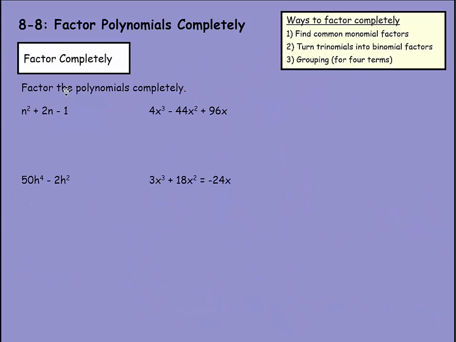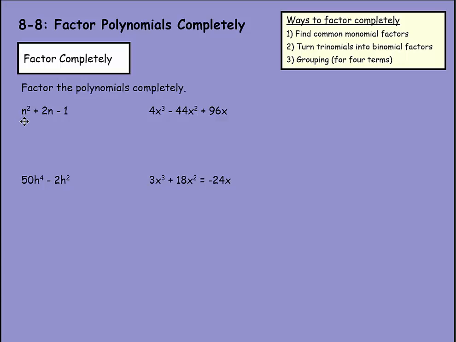So let's factor these polynomials completely. Just for your reference, there are many different ways to do this. First, you could find the common monomial factors if there are any. You could also turn trinomials into binomial factors like we were doing in previous lessons. Then you can also do some grouping like we were doing for those 4-term ones on the last slide.